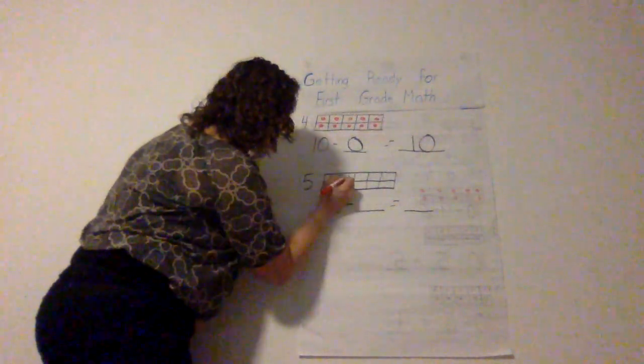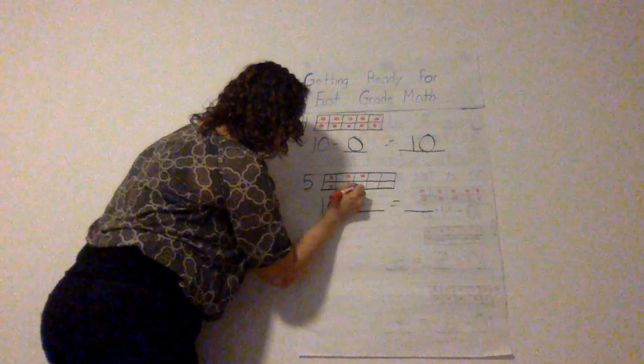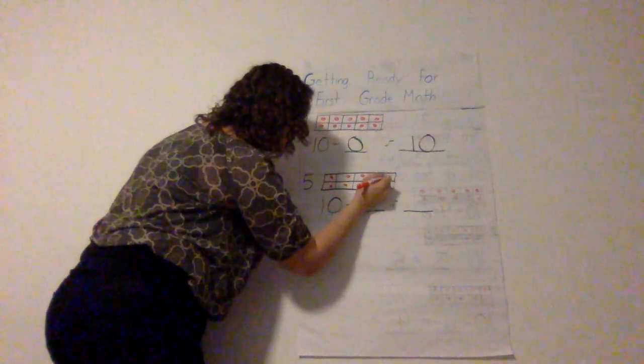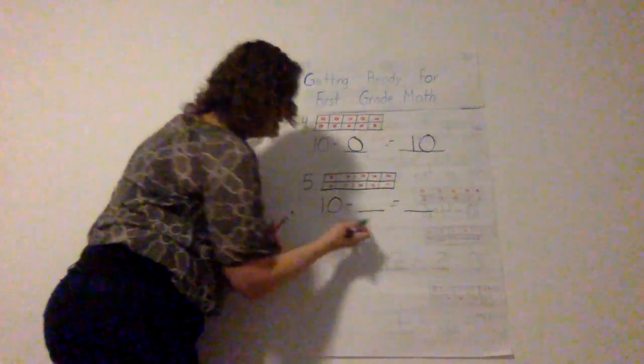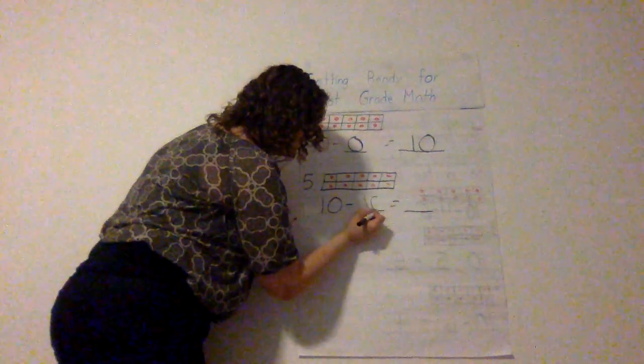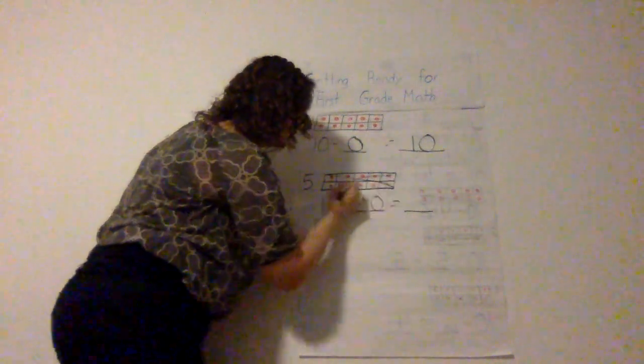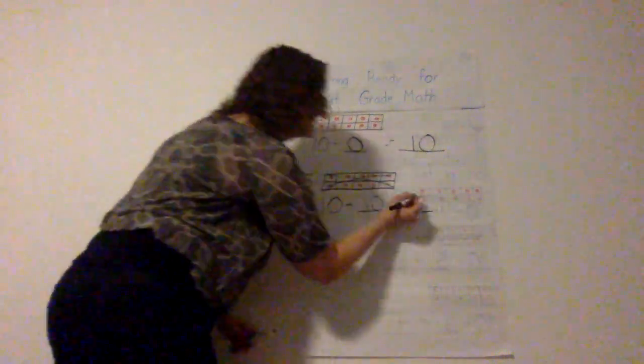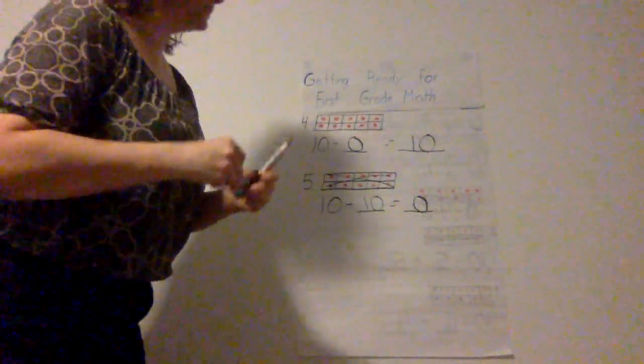And one final one. I'm going to draw 10. This time I'm going to take away all 10. When I take away all 10, I'm left with 0. So 10 minus 10 is 0.